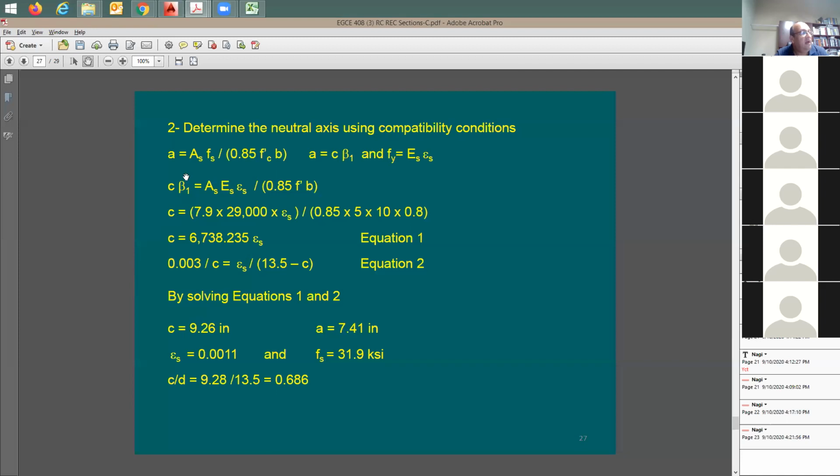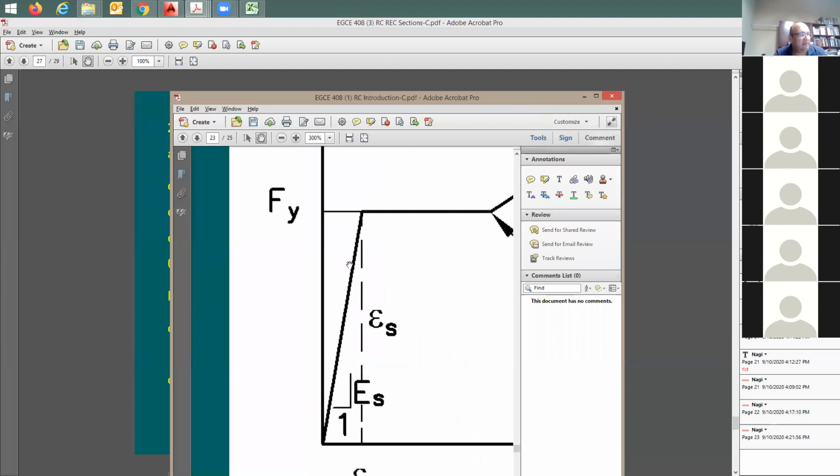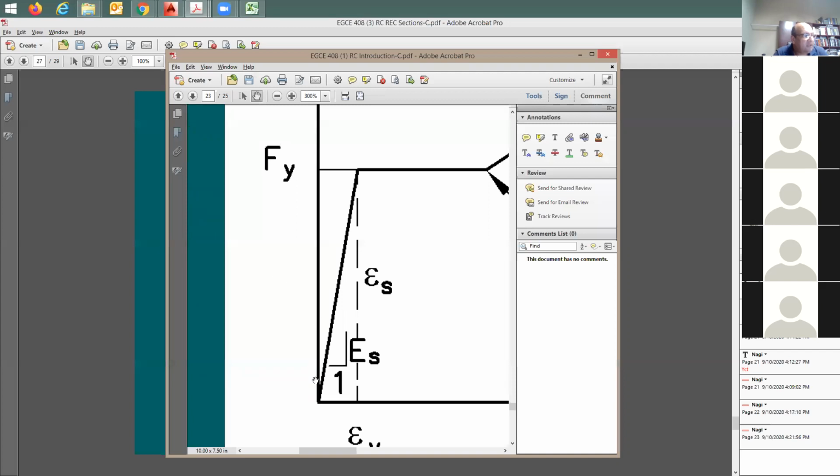I'm going to say, yeah. In order for me to solve for the moment, I need to have Fs. Now I'm going to ask you, what is the relationship between the two? I say, okay, here's the relationship. The stress in the steel is going to be equal to ES times the strain. Here is the strain in the steel, multiplied by 29,000, which is the slope of the line, the elastic range. It's going to give you a stress of 31.9. Therefore, the stress in the steel, in this case, is not really 60. We ended up with the stress and the strain being within the elastic range.